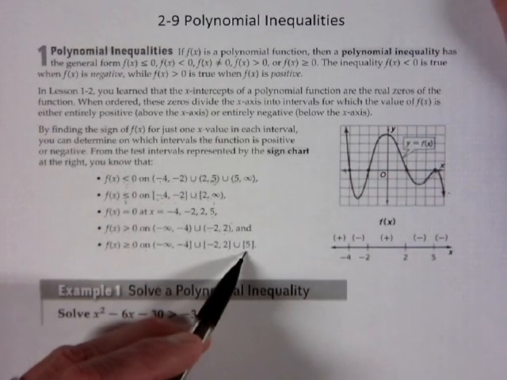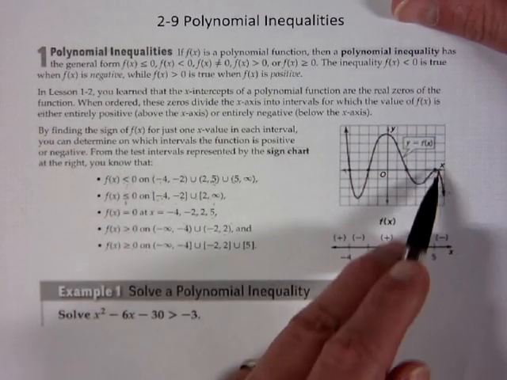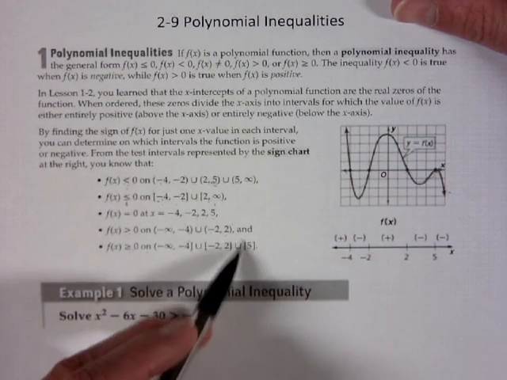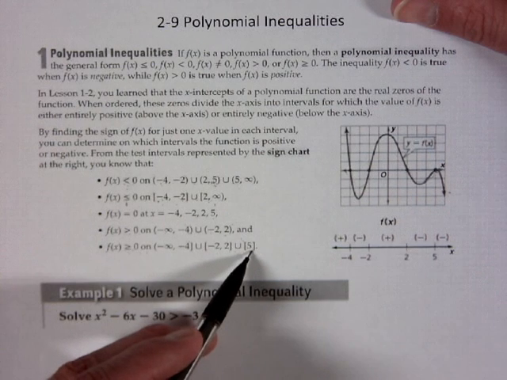But remember, we had to add this on because there's one more point where it is equal to 0, and that's at 5. And notice it's in brackets, not parentheses, because we are including that value of 5.